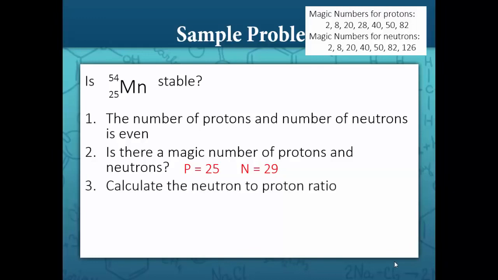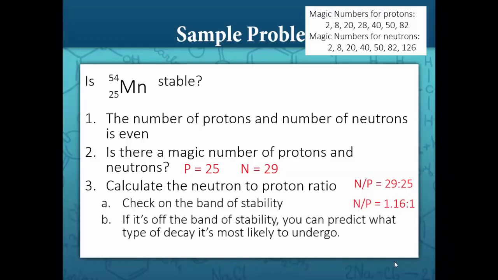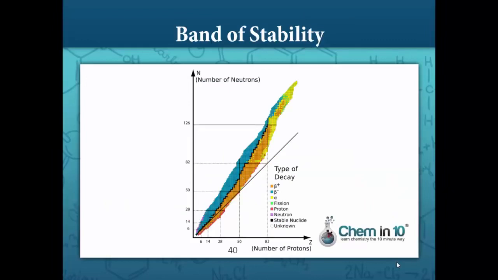Finally, we calculate the neutron-to-proton ratio. The neutron-to-proton ratio is 29:25, which is about 1.16:1. We compare that ratio to what we find on the band of stability. Looking on the band of stability, it seems as if the ratio of 29 neutrons to 25 protons is indeed stable.